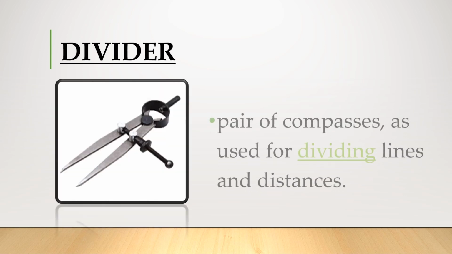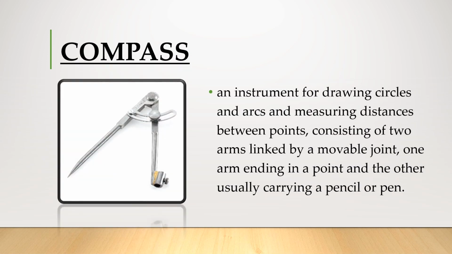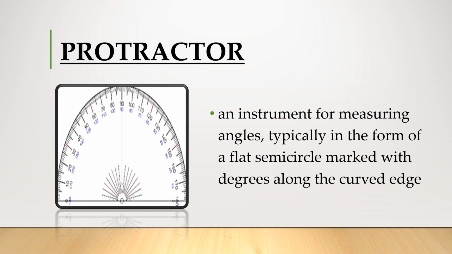Divider. Divider is a pair of compasses as used for dividing lines and distances. Compass. Compass is an instrument for drawing circles and arcs and measuring distances between points, consisting of two arms linked by a movable joint, one arm ending in a point and the other usually carrying a pencil. Protractor. Protractor is an instrument for measuring angles, typically in the form of a flat semicircle marked with degrees along the curved edge.